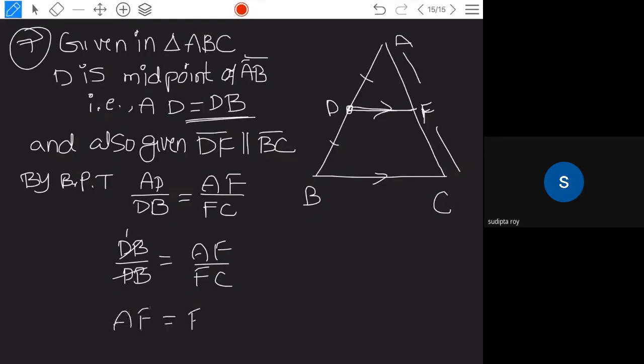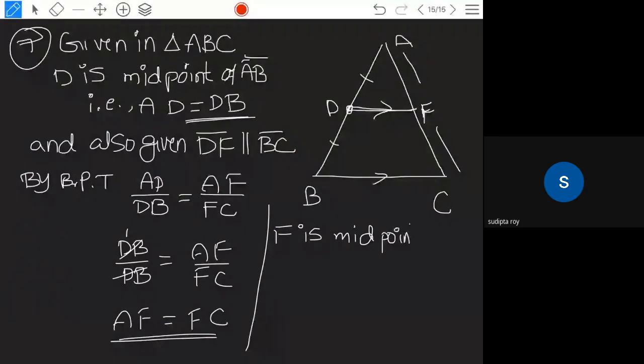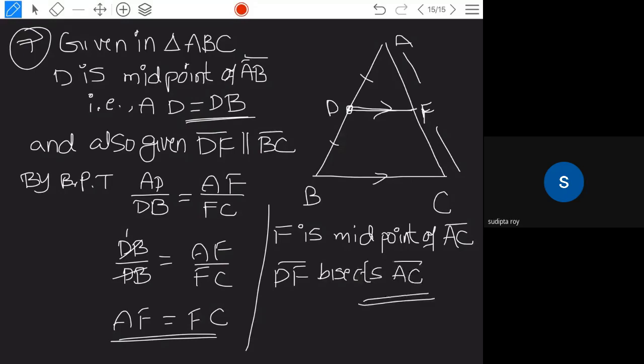So AF is equal to FC means F is the midpoint of AC. Therefore, DF bisects AC. So that is what we were asked to prove. Did you get my point here? Is it clear?